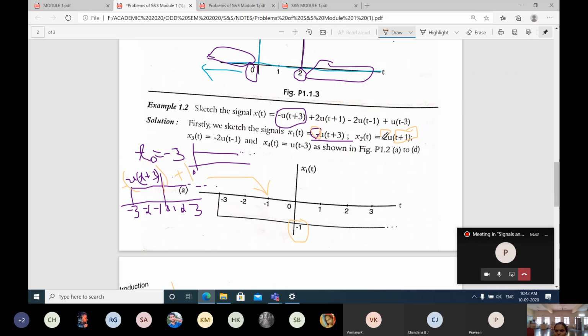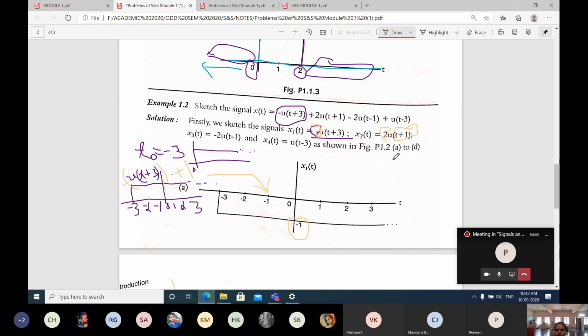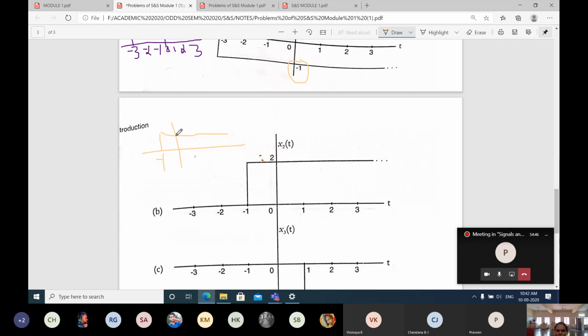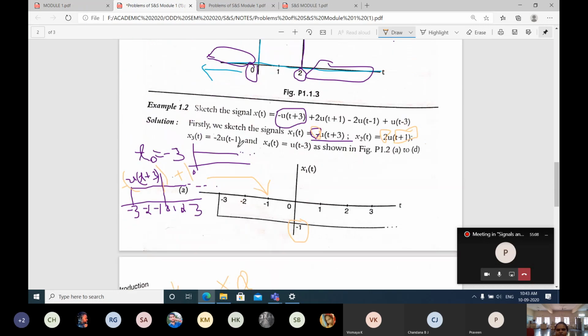Next, what we have to perform? We have to multiply with the 2. If I multiply the whole signal by 2, the amplitude is going to change. Instead of 1 it will be changing to 2. Minus 1, 2. All the amplitude values are going to change as 2 only. This is your x2 of t. Then what is our next?